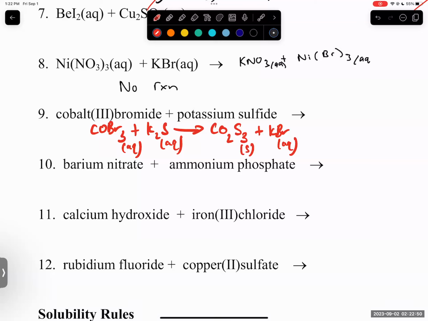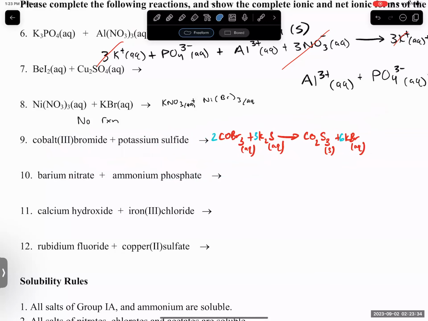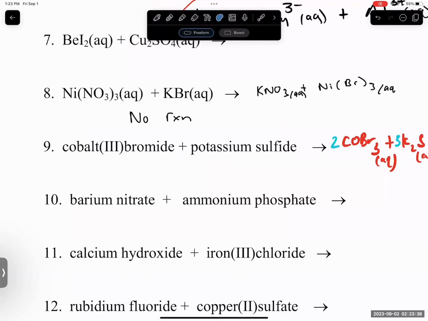All right. Is my equation balanced? How do I make it balanced? 2, 3, 1, 6. All right, let's make sure everything's all good. 2 cobalts, 2 cobalts, 6 bromines, 6 bromines, good there. 6 potassiums, we're good. 3 sulfurs, 3 sulfurs. All right, nice. That is indeed a balanced equation. All right, that is what we call our molecular equation. So that is our balanced chemical equation.